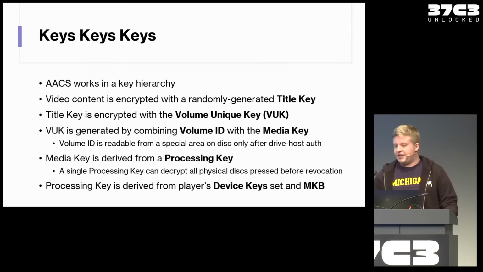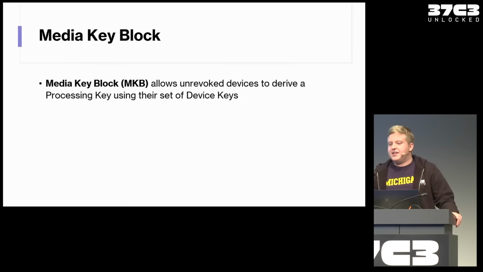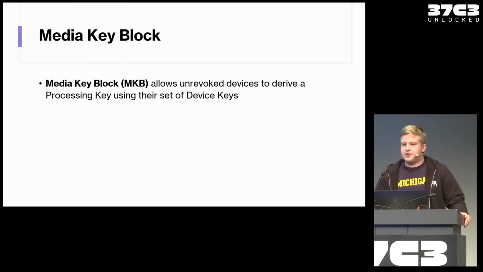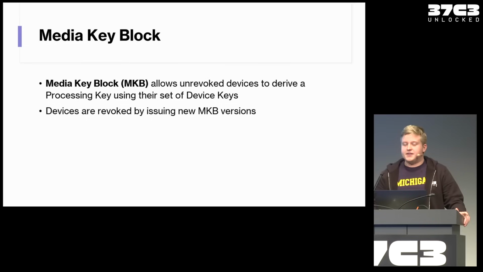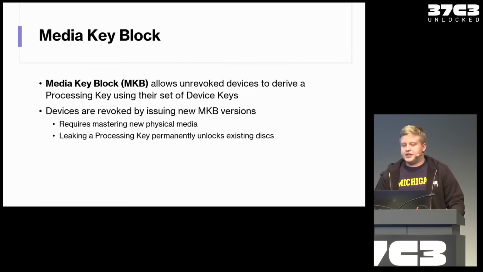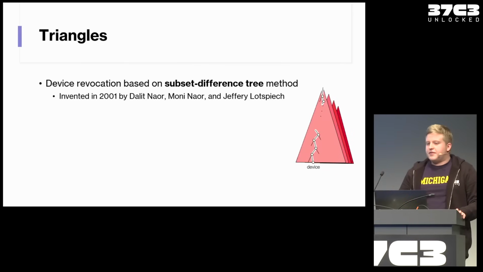movie using its set of device keys and something called the media key block, which, hey, that sounds pretty familiar. So what is this media key block? It's the mechanism that they implement to allow only unrevoked devices to derive a processing key using their set of device keys. And these device keys can be revoked when you issue a new MKB version. So like we said, this requires mastering new physical media, but leaking a processing key will permanently lock disks. So, oops.